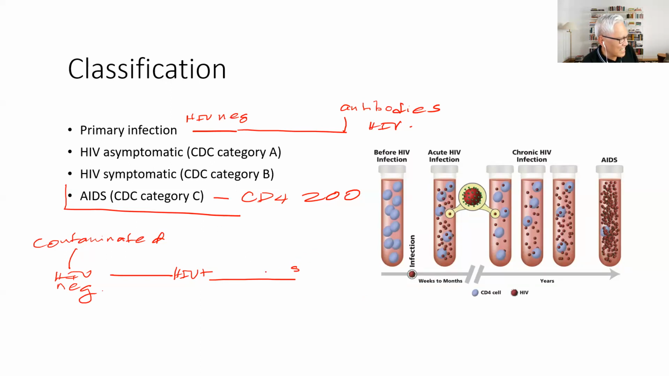So HIV positive, and there are no problems, and then the patient becomes sicker. And once they reach a CD4 count of less than 200, then they now have AIDS. So I hope that you emphasize to your patients the difference between HIV infection and AIDS. So not all patients with HIV have AIDS, but all patients with AIDS have HIV.